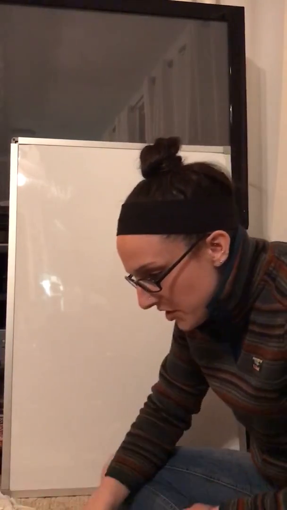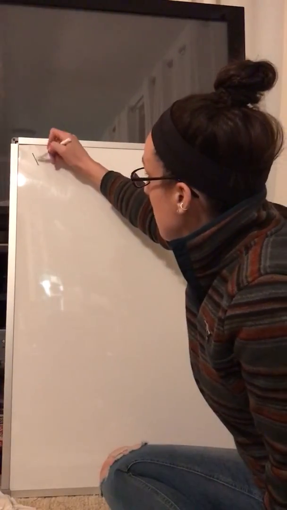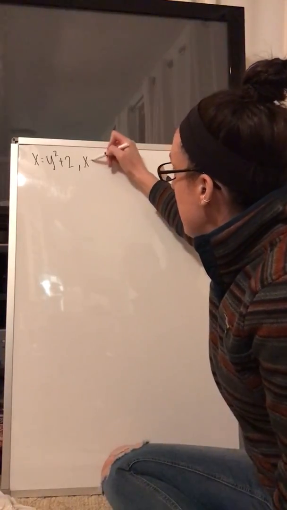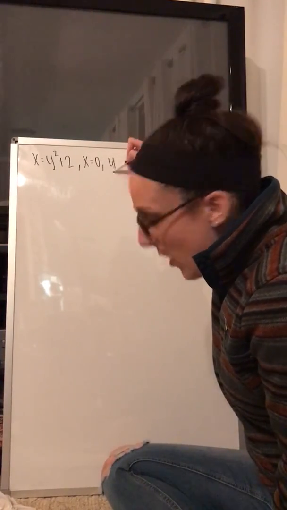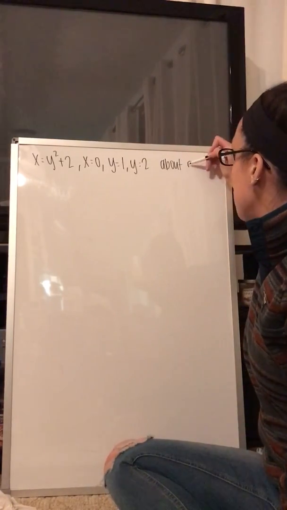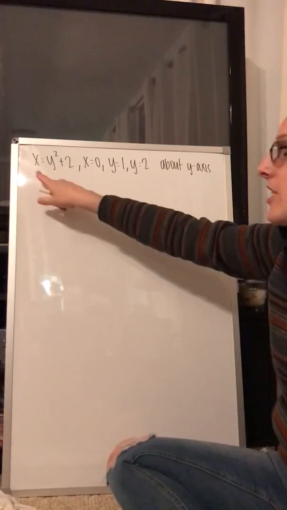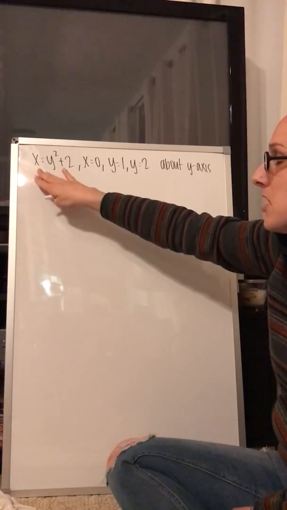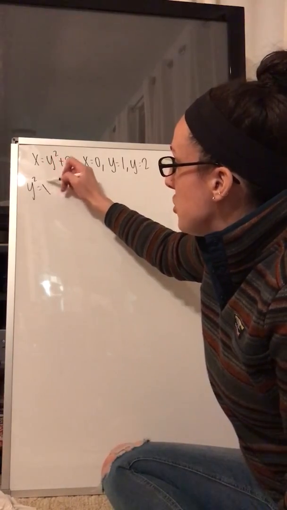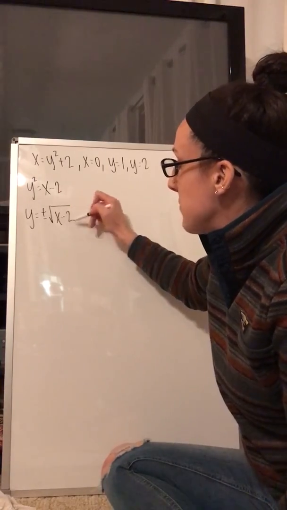So the last example is to find the volume of the region enclosed by x equals y squared plus 2, bounded this time by the line x equals 0, y equals 1, and y equals 2, and I'm rotating that about the y-axis. Similar to the last one, I want to get a good idea of what this graph is going to look like. So I'm going to manipulate this a little bit to get it in terms of y. So y squared would be equal to x minus 2. That's going to tell me that my y value is plus or minus the square root of x minus 2.